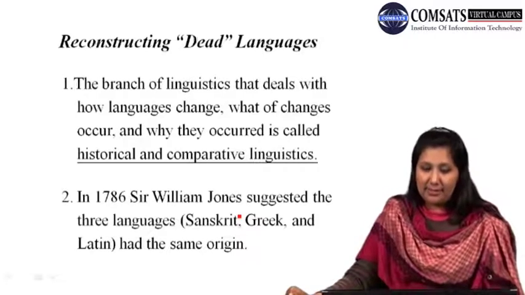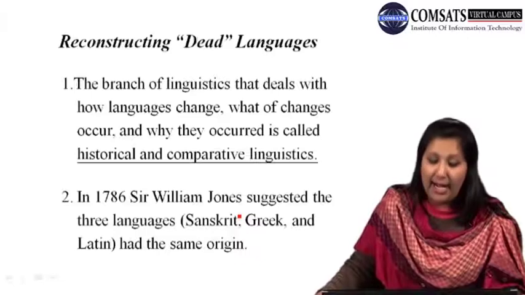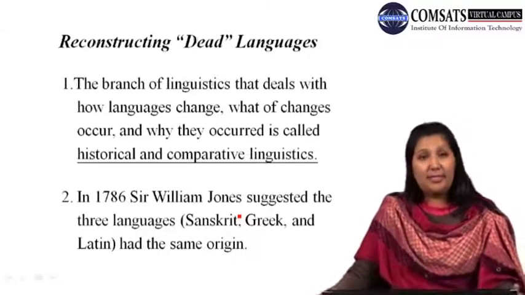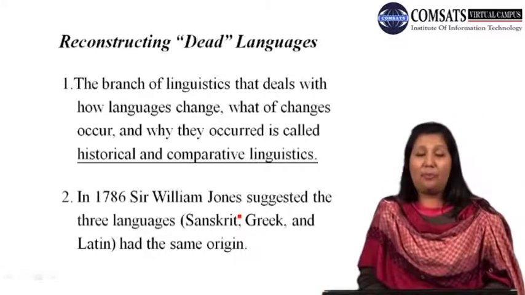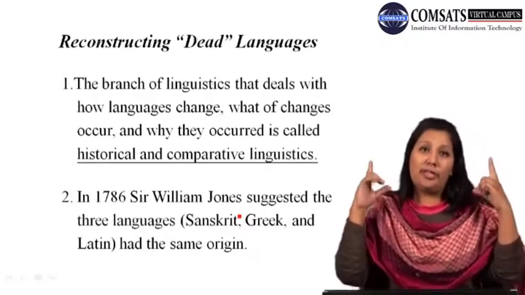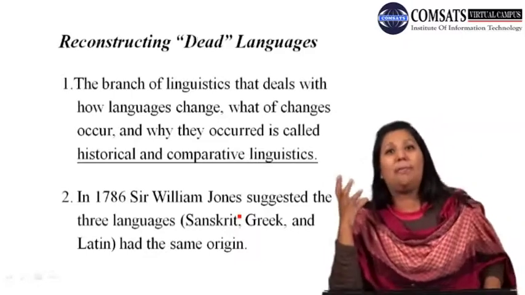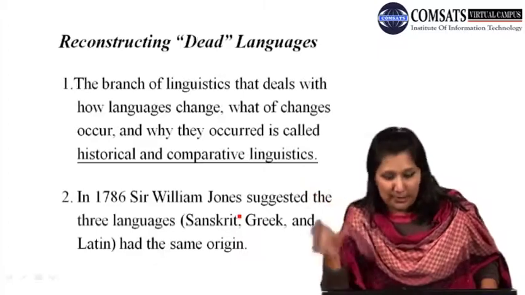In 1786, Sir William Jones suggested that three languages, Sanskrit, Greek and Latin, had the same origin. Yes, it is what we had discussed in our first lecture, that all the languages have come from just one thing. They have actually descended from the same mother tongue, from the same mother language.